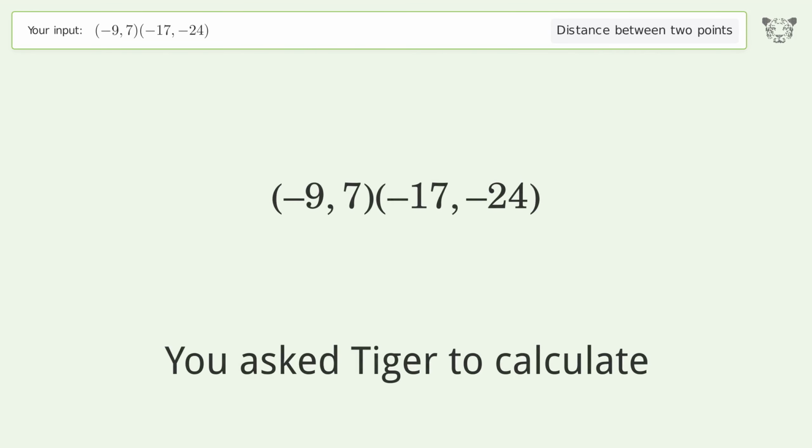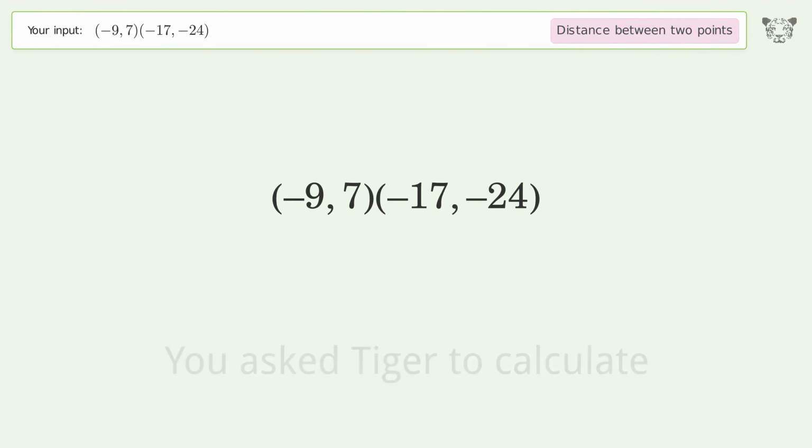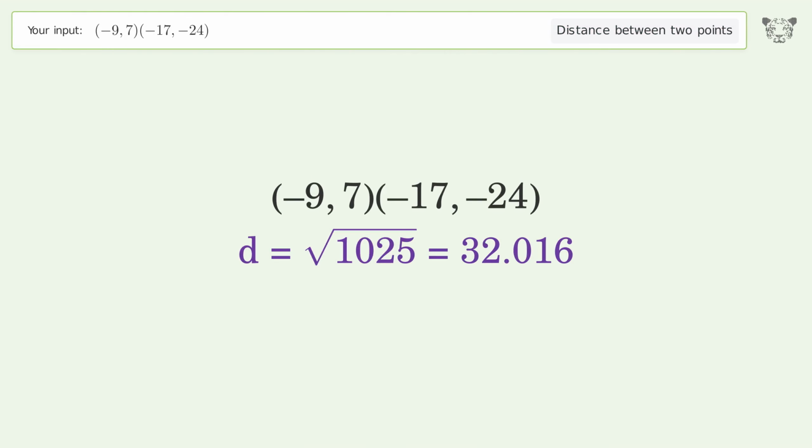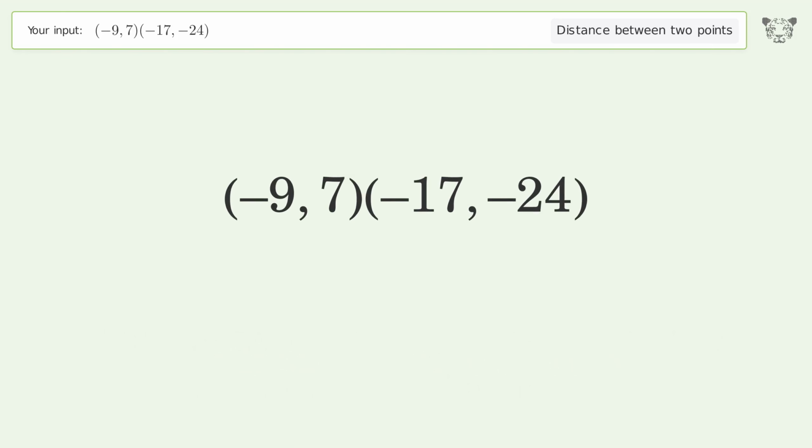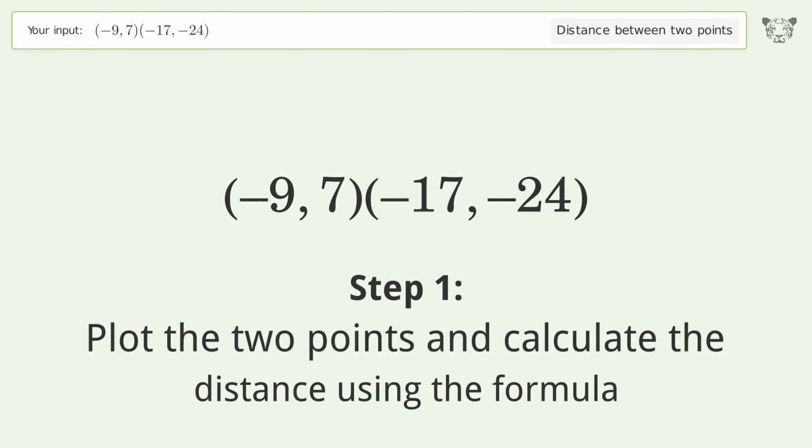You ask Tiger to calculate. This deals with the distance between 2 points. The distance between the 2 points is the square root of 1025 or 32.016. Let's solve it step by step. Plot the 2 points and calculate the distance using the formula.